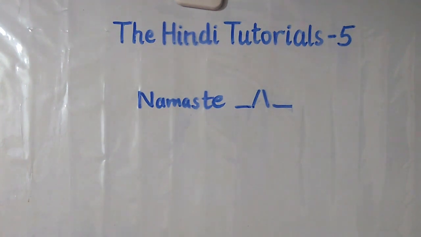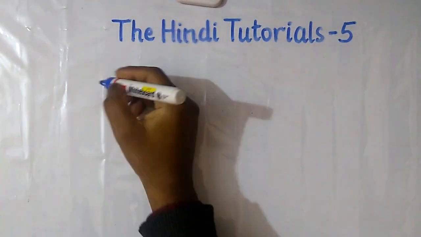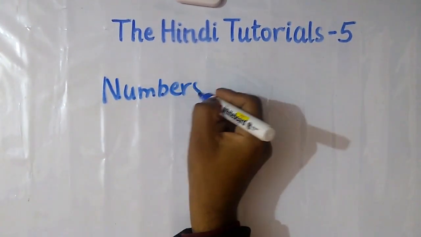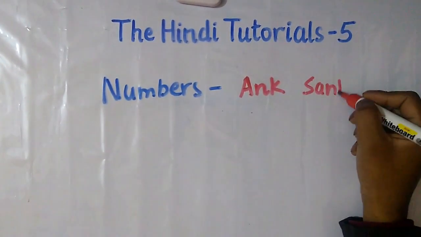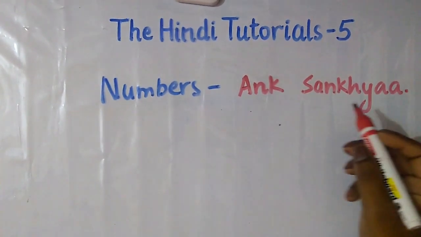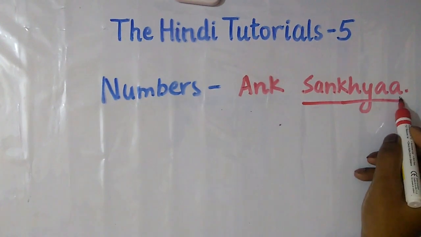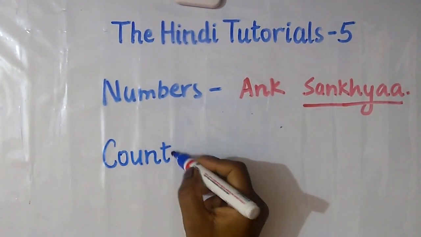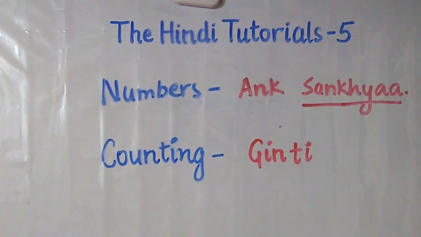ठीक है बहुत ज्ञान की बातें हो गई, अब we will see the numbers from 0 to 10. Quite simple. Numbers is translated to अंक और संख्या in Hindi. ठीक है, अंक and संख्या. संख्या while counting is called गिनती, गिनती, ठीक है.